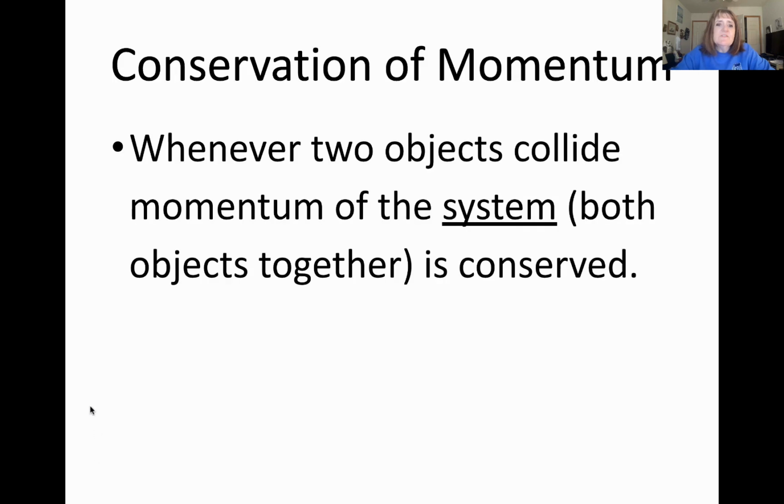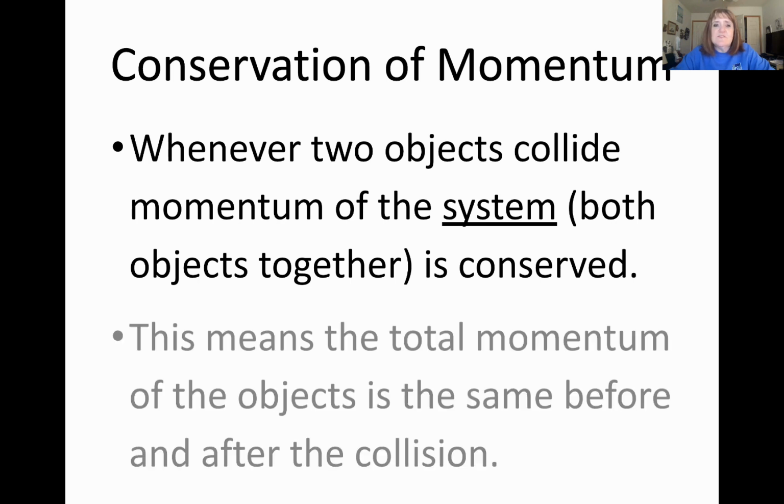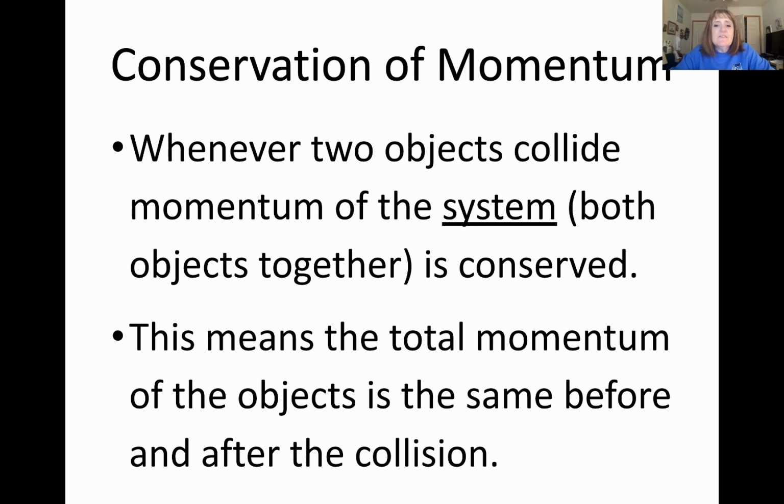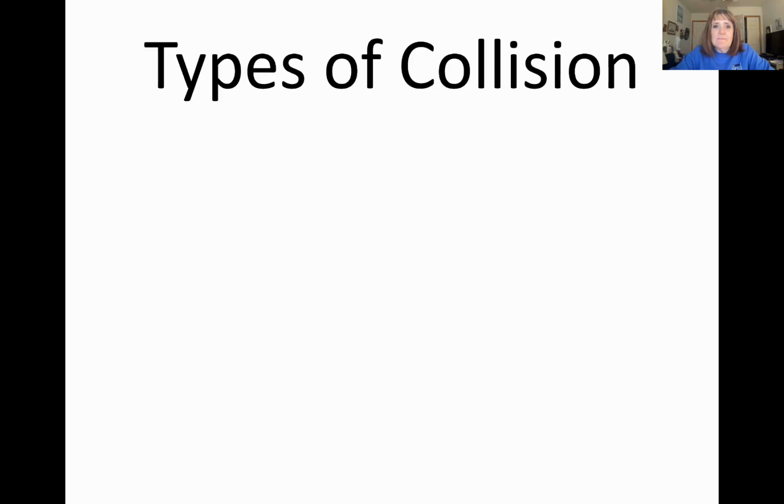So when we talk about conservation of momentum, whenever two objects collide, the momentum of the system, that means both objects together, is conserved. That means that the total momentum of the objects is the same before and after the collision. Not each individual object, but the objects combined.